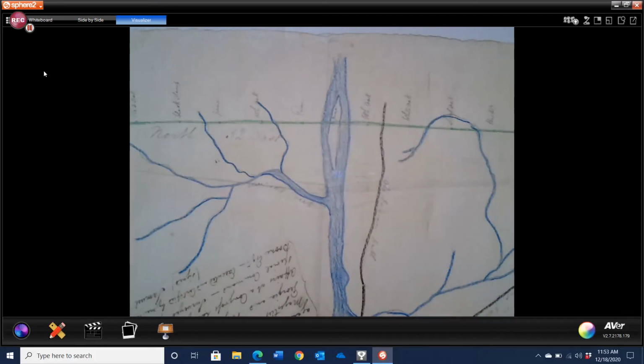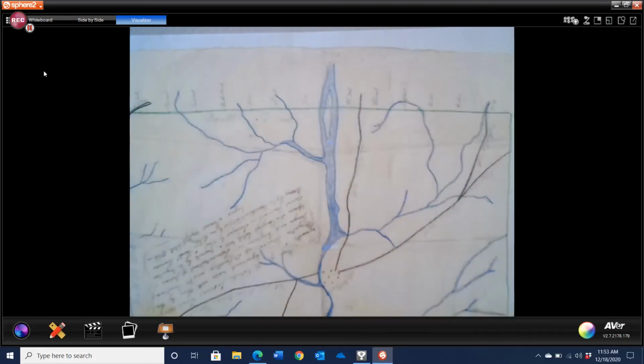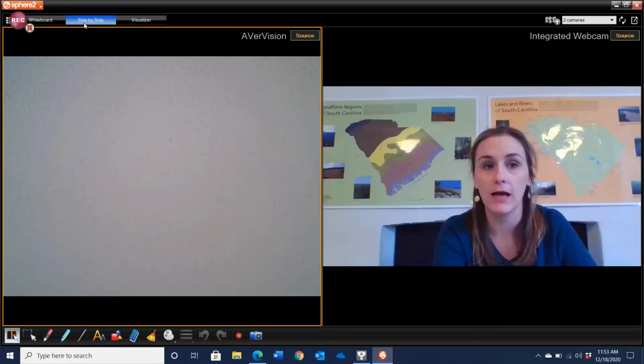Now, in order to really figure out where this is located, I actually have this large map.